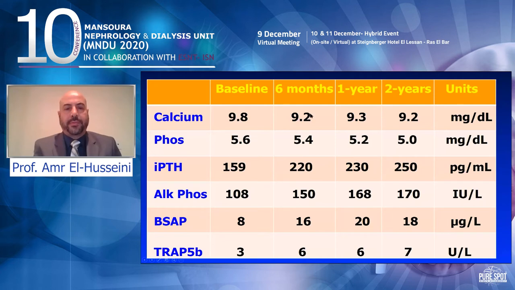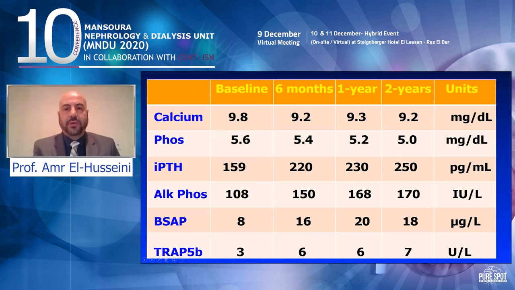Then we followed up this patient only with labs, including the traditional labs that we usually do for our patients every month. So her PTH went up, her phosphorus went down nicely, alkaline phosphatase went a little bit up, and bone-specific alkaline phosphatase, a marker of bone formation, increased significantly. So this patient responded very well to the traditional approach. So we don't have to do anything else.